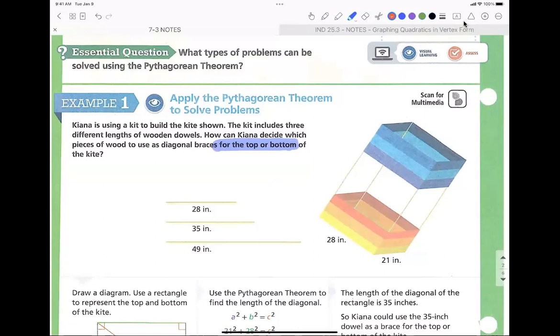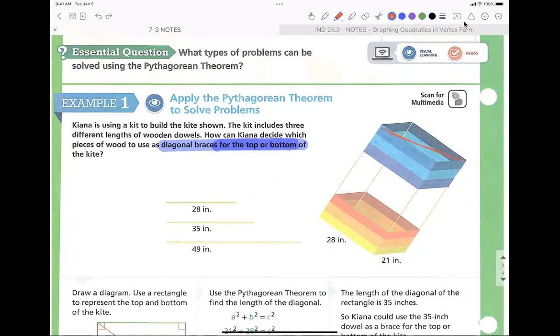But what it's asking is a brace for the top or for the bottom. So if it's a brace that's going to go diagonal, and it says diagonal right there, top or bottom, if it's across the top, it's just going to be from here to here. And if it's in the bottom, it's going to be from here to here. Or you could have gone the other way. It really doesn't matter. Okay, you could go this way.